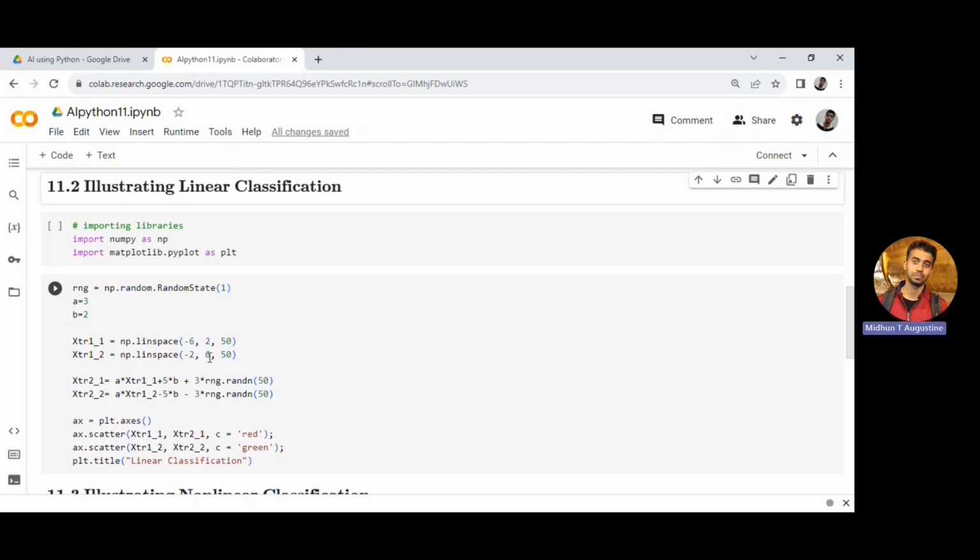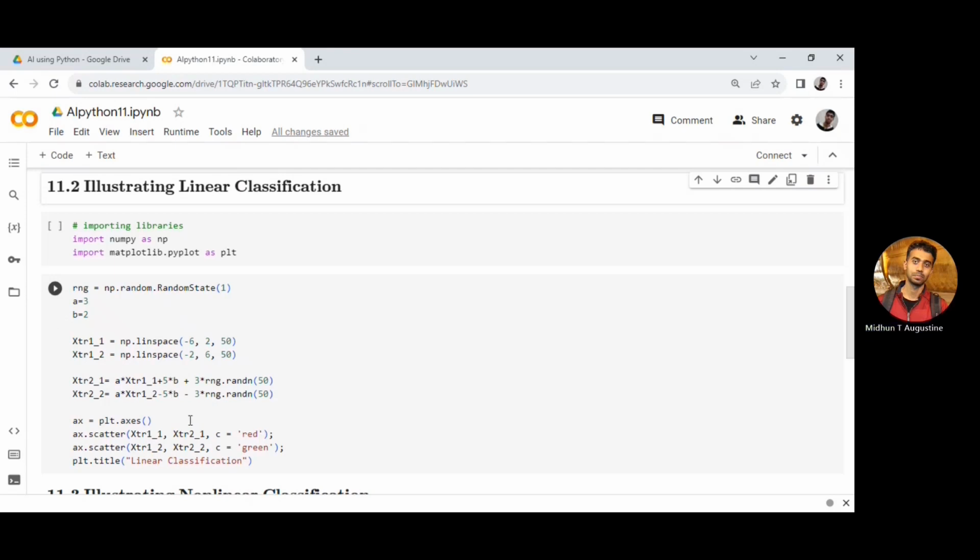To generate the second input or xtr2, we are using a linear relationship of the form ax plus b, where a and b are chosen like this. Now xtr2_1 is defined as a times xtr1_1 plus 5b plus 3r, where r is defined using the random state function. And similarly, xtr2_2 is defined as a times xtr1_2 minus 5b minus 3r. So here these plus and minus signs are used for separating the data points so that it becomes linearly separable.